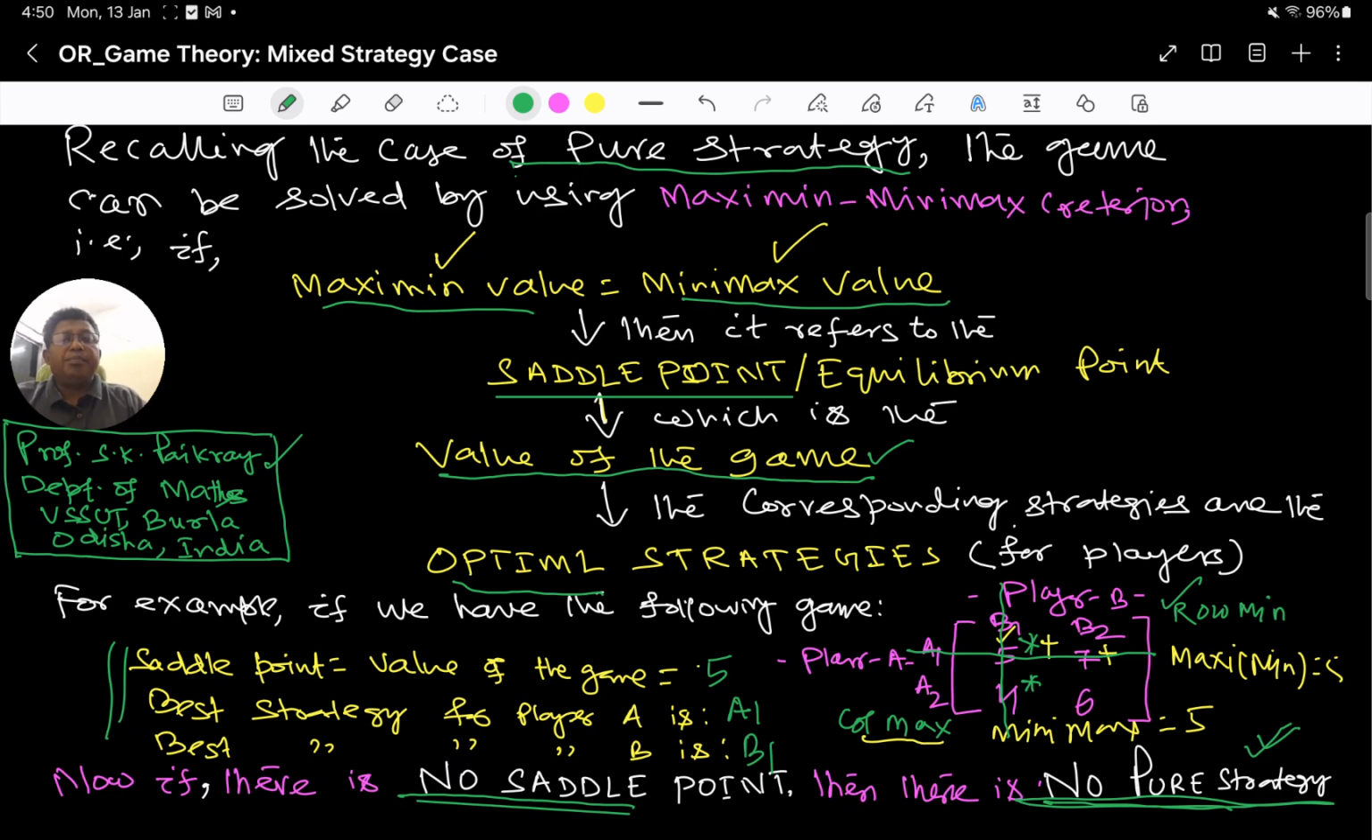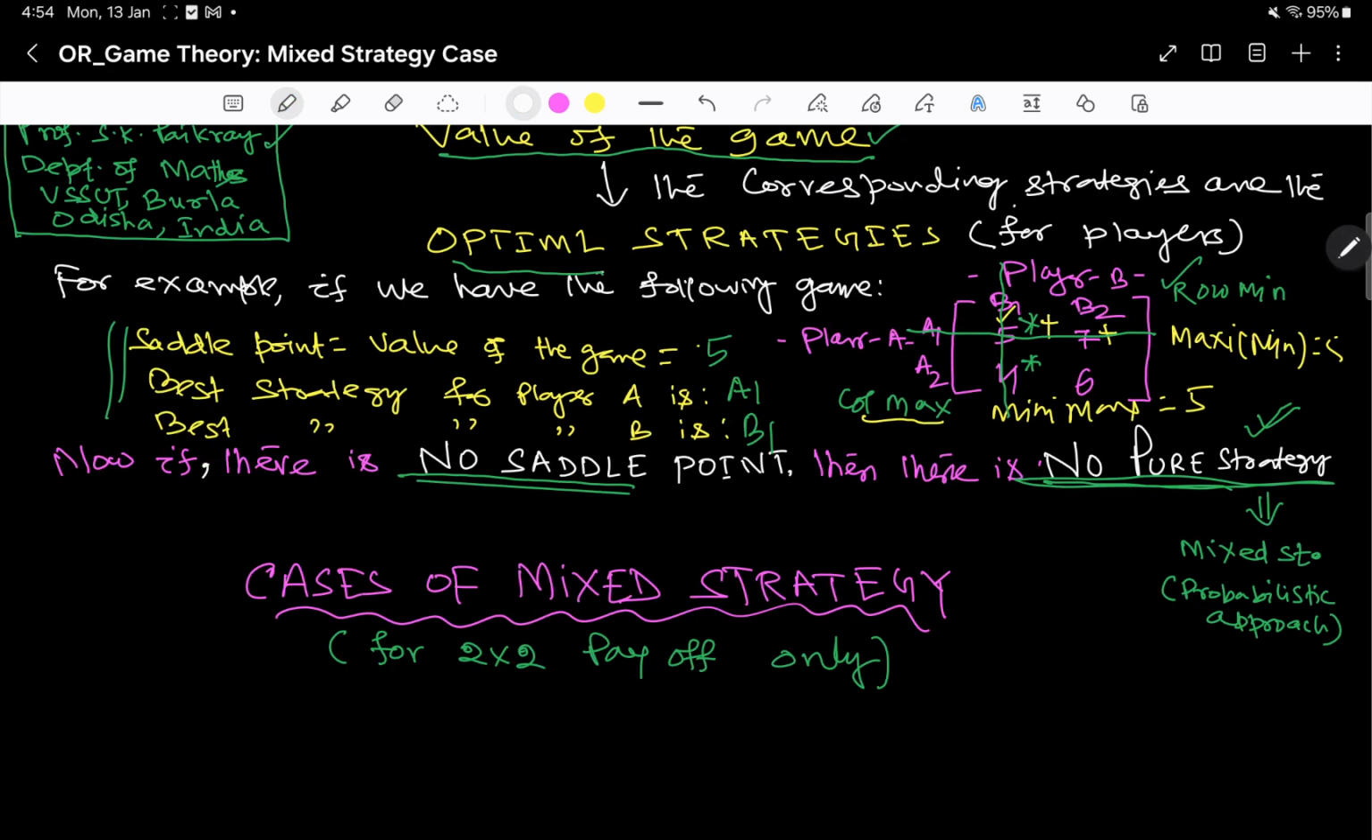So now let us discuss the details of the case of mixed strategy. There is no pure strategy, so we have our mixed strategy and we adopt the probabilistic approach to solve it. This is applicable to 2 cross 2 payoff matrices only. If it is a larger payoff matrix, then some other technique is there. We will use the domination property to reduce the matrix.